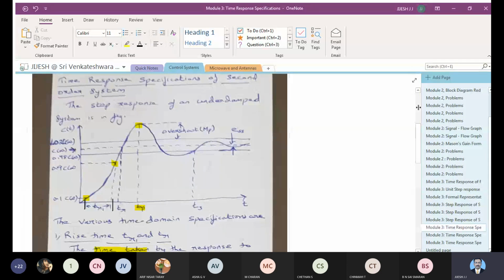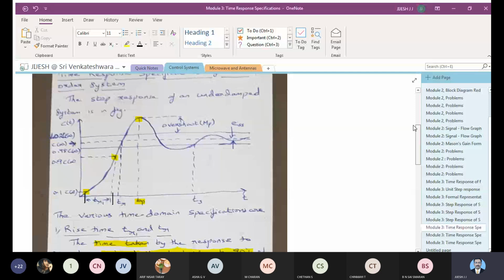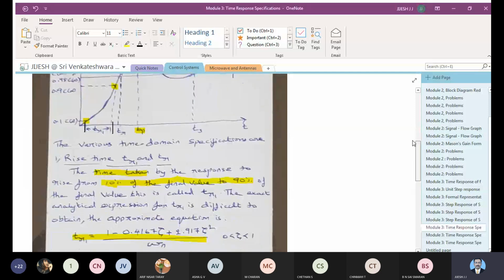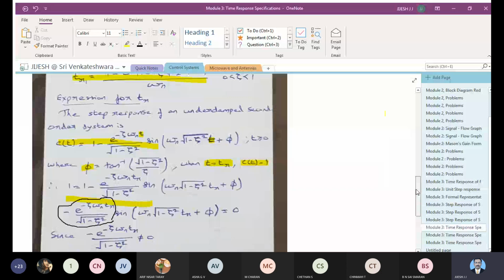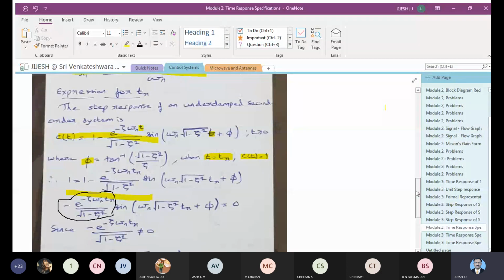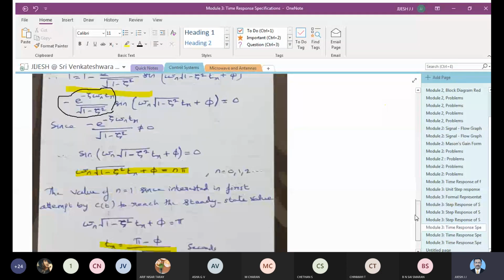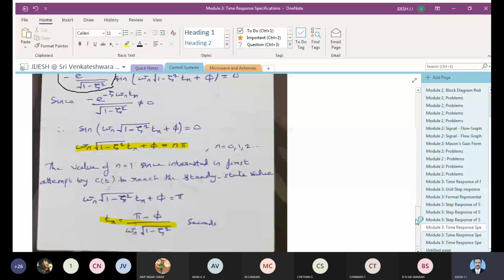All these things were discussed in the previous class, as well as a few equations with respect to TR. We also wrote the equations for C of t, simplified it, and finally arrived at the equation for TR as pi minus phi divided by omega and root of 1 minus zeta square. So all of you have completed till this.